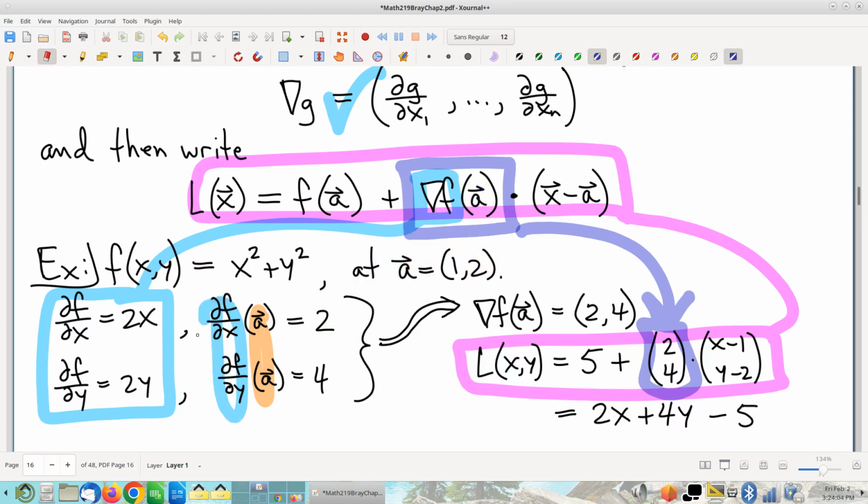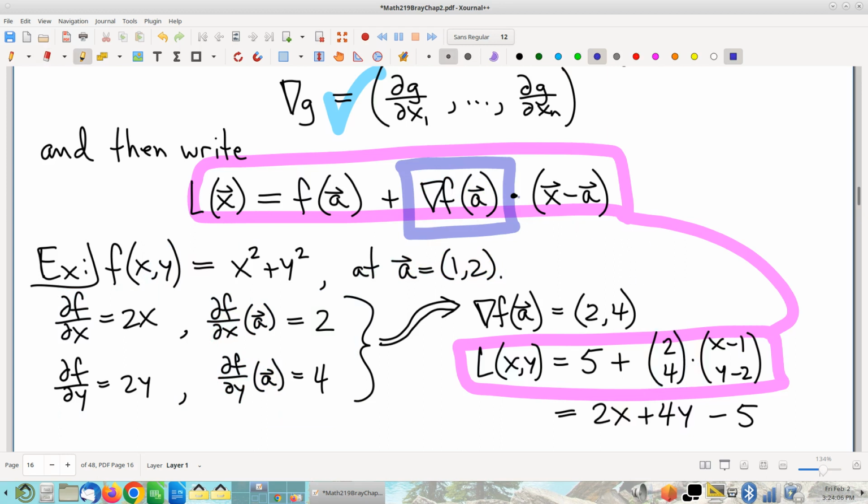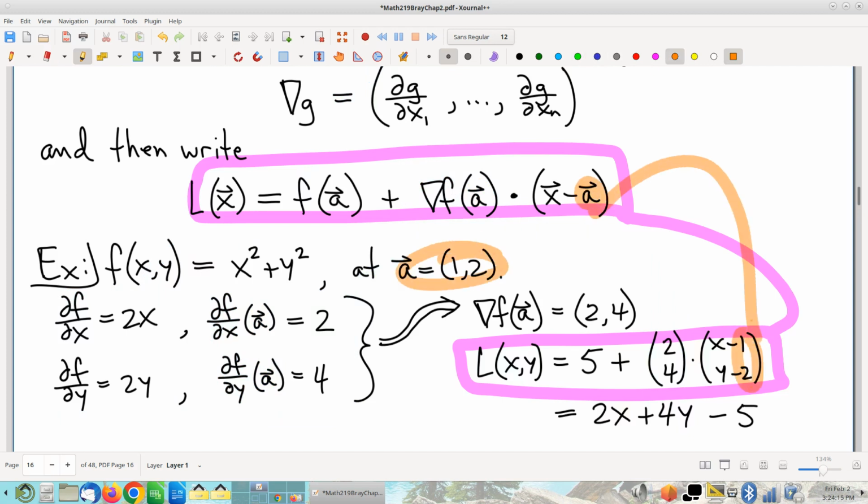Lastly, we have this x minus a thing. Well, of course, a is what we've been talking about. There's a, and you can see that right there. There's the (1, 2) being subtracted. And, of course, x is just the vector (x, y). And so x minus a is really easy to write down. It's just, boom, it's just this. And done. There's our linear approximation.